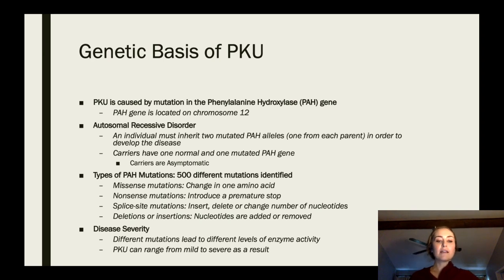So what are the types of PAH mutations? Well, through research, we know there are over 500 different mutations that so far have been identified. And these include missense mutations, nonsense mutations, splice site mutations, and deletions or insertions. And all of these can result in PKU. The severity of PKU differs from what we call mild to severe, with severe meaning that the enzyme activity is very low. In mild cases, there is some level of enzyme activity happening, which is resulting in some conversion of phenylalanine into tyrosine.